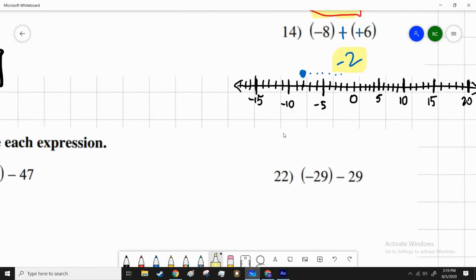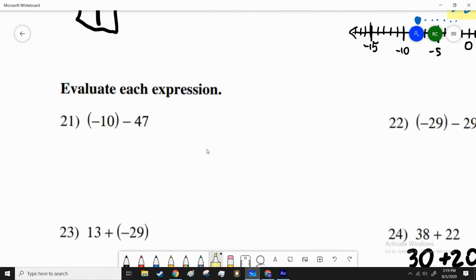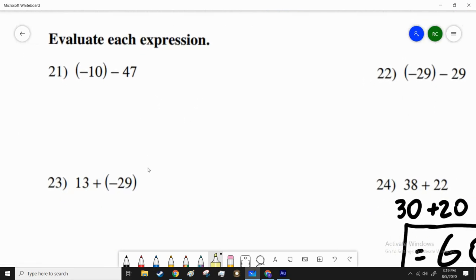Let's keep going. Evaluate each expression. Now we're getting to some big numbers, right? Negative 10 minus 47. Okay, well, let's see if our rules from the beginning have any light to shed on this situation. I've been talking about my method this whole time. Let's look at the other one.